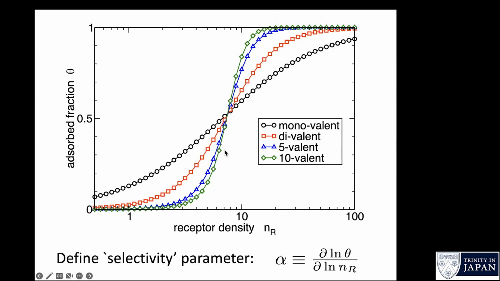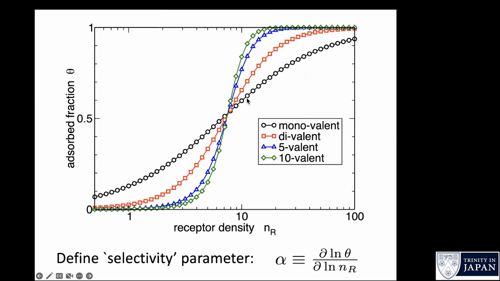So here I made a schematic picture where I considered, in this case, 4 different particles that have different numbers of ligands. And I made the choice such that they all have the same total strength of binding. So at a particular receptor density, when they bind, they're all the same. The only question is, how quickly do they respond to the change in the receptor density, so the number of receptors on the cell surface.